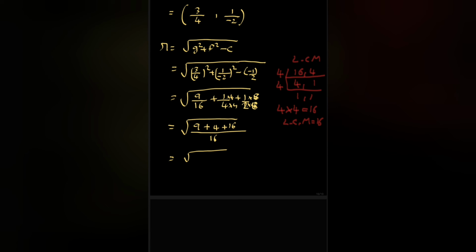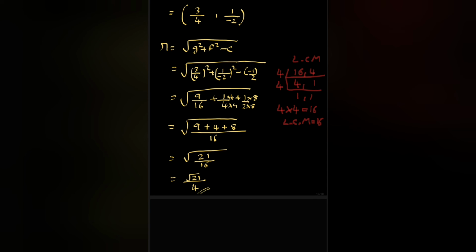So here, 9 plus 4 plus 8, that is 21 by 16. So root 21, and 16 can be written as 4 square, and square and root get cancelled. Then we get root 21 by 4. So this is the final answer.